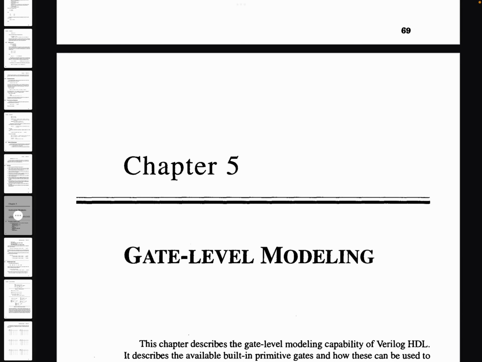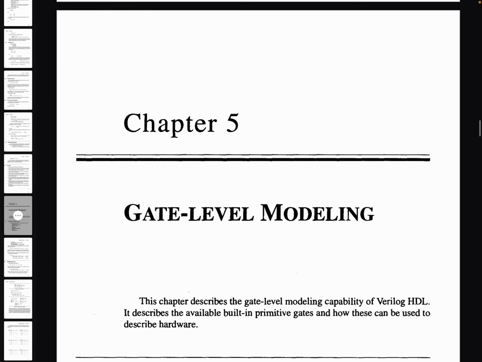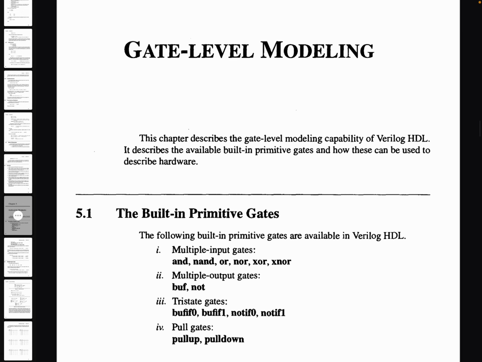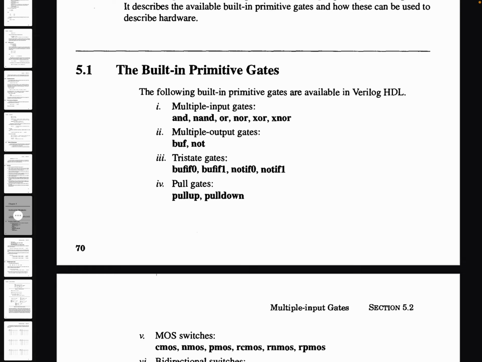Now we're going to discuss the fifth chapter, gate level modeling. This chapter describes the gate level modeling capability of Verilog HDL. It describes the available built-in primitive gates and how these can be used to describe hardware. The built-in primitive gates include multiple input gates, multiple output gates, tri-state gates, and pull gates.